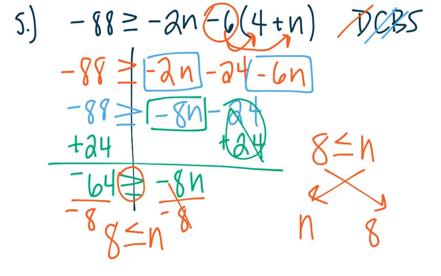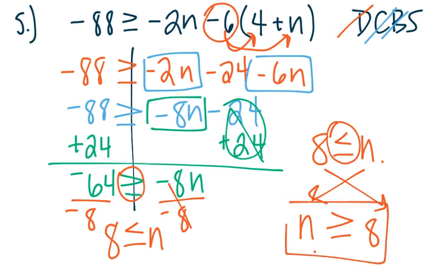So if we do that and we put n on the left, 8 on the right, we have to take that sign and flip it. Because if you notice, in the first example, the sign is opening up towards n. In this example, it's still opening up towards n. So n is greater than or equal to 8. It'll be a number line with a closed circle on 8 going to the right.